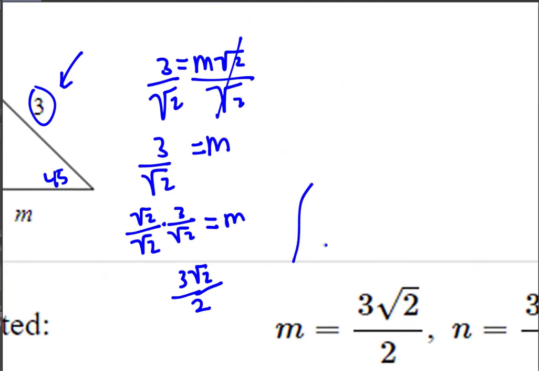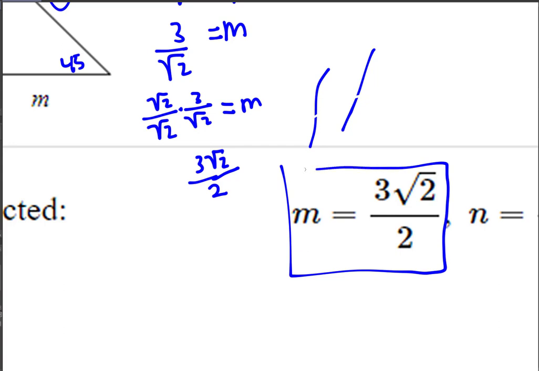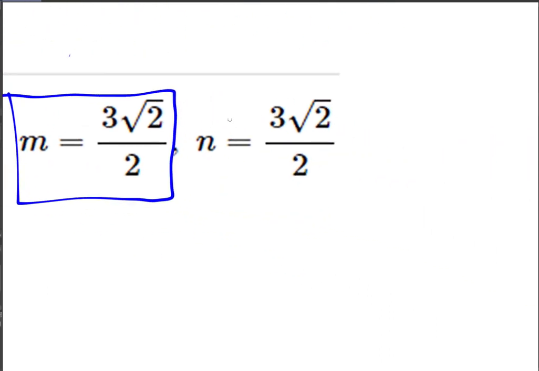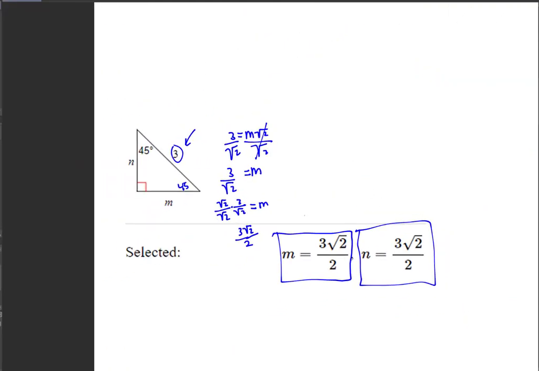If that is the case, that 3 square roots of 2 over 2 is equal to m, then because it's an isosceles triangle, n must also equal 3 square roots of 2 over 2. So we win. Yay! Hopefully that's making sense to you.